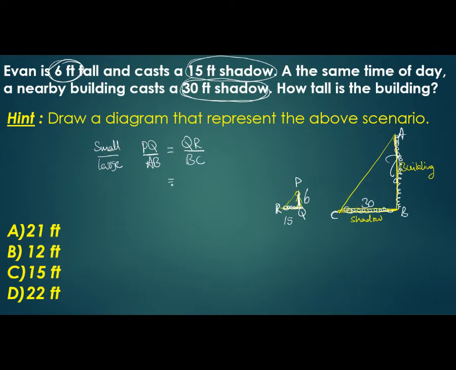Now let's plug in the values. PQ equals 6 units. AB, I don't know. QR is 15. And BC is 30 units. Now you go for cross multiplication. It is 6 times 30 equals 15 times x. You know how to isolate the value of x. So when you do the calculations, you should get x is 12 feet. So the height of the building is 12 feet.